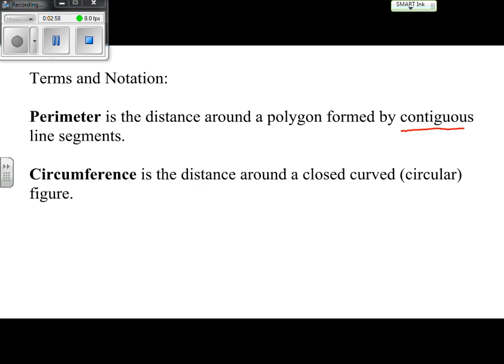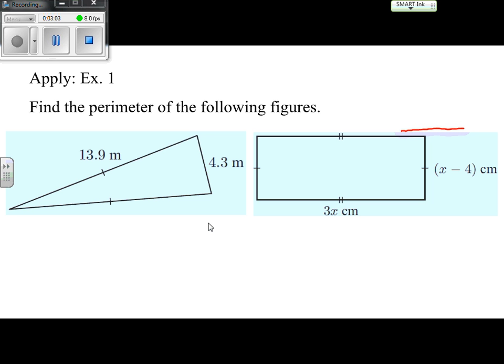Let's look at some examples of perimeter. So, our first example, we would like to find the perimeter of the following figures. Our first figure is a triangle. It's a non-right triangle at that. And we've been dealing a lot with non-right triangles recently. But for those we were finding missing lengths and areas, here we're just finding the perimeter.